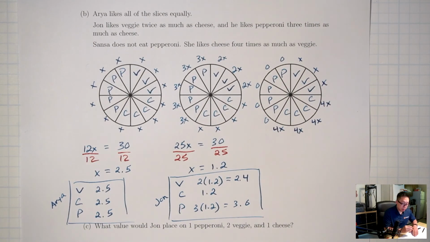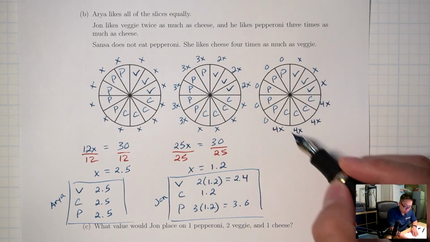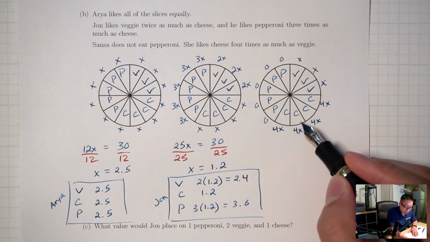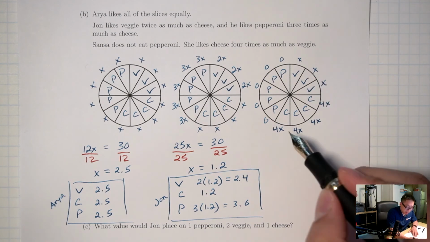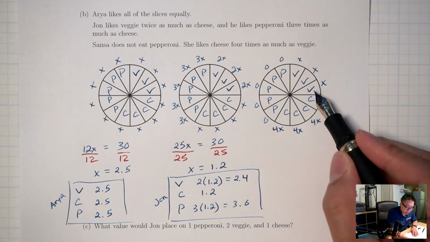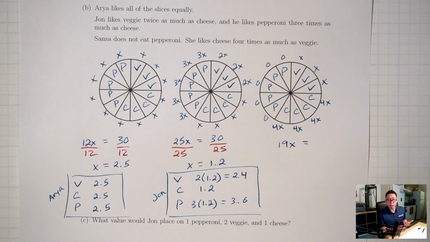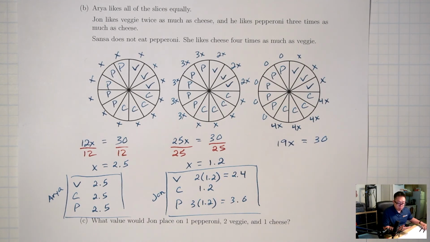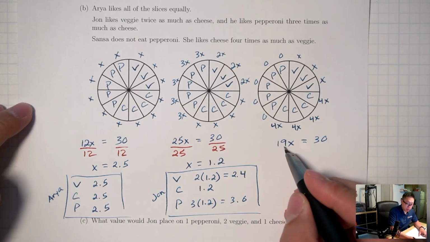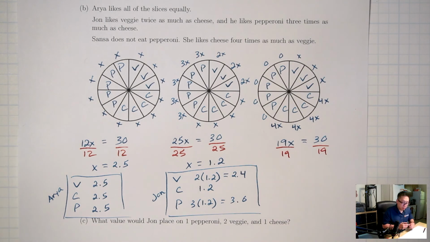Add up the x's around the pizza. Zeros means nothing, so this is 1 plus 1 plus 1, plus 4 plus 4 plus 4 plus 4. The 4s, 4 plus 4 plus 4 plus 4 is 16, 17, 18, 19. Is that right? 16, 17, 18, 19. Yeah. So 19x equals the entire value of the pizza, which is the 30. And then to get the x by itself, you're going to divide both sides by the 19. So 30 divided by 19.